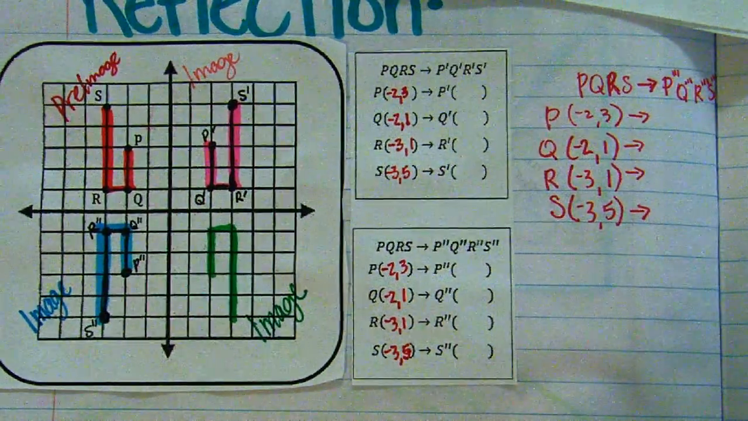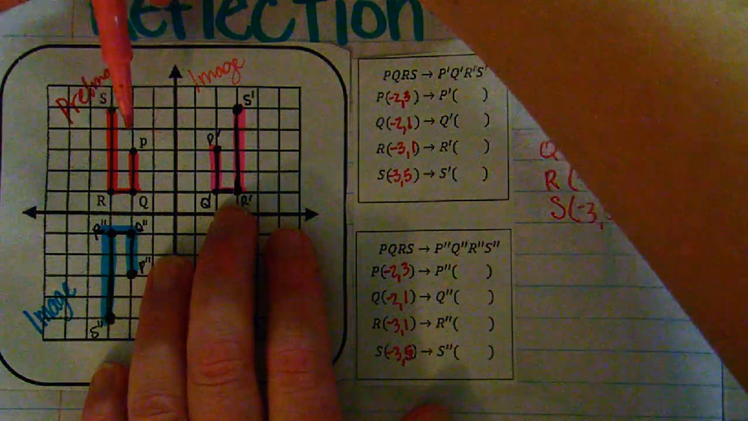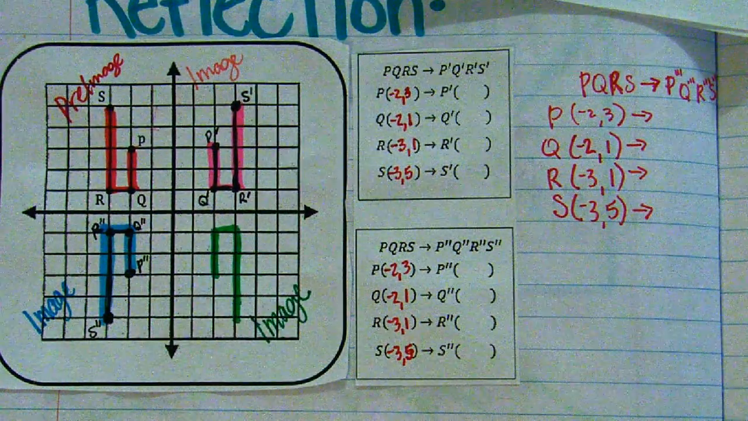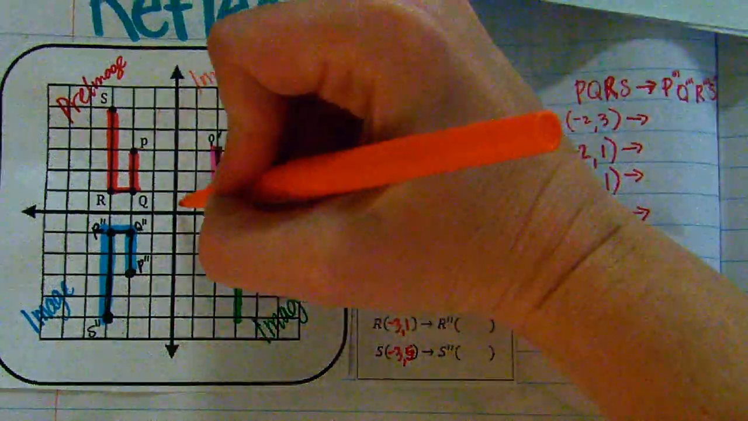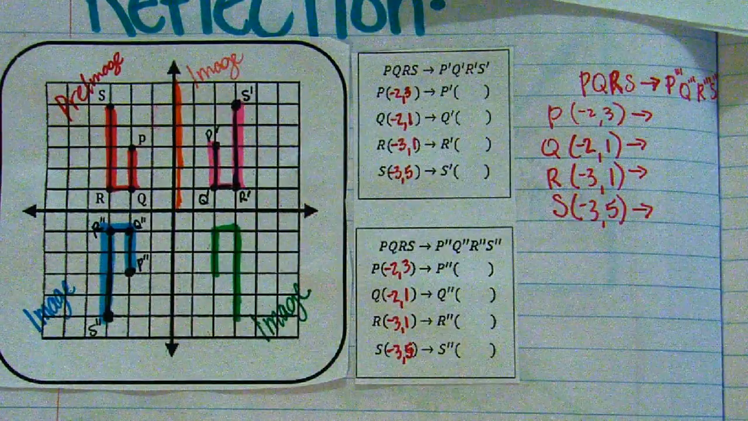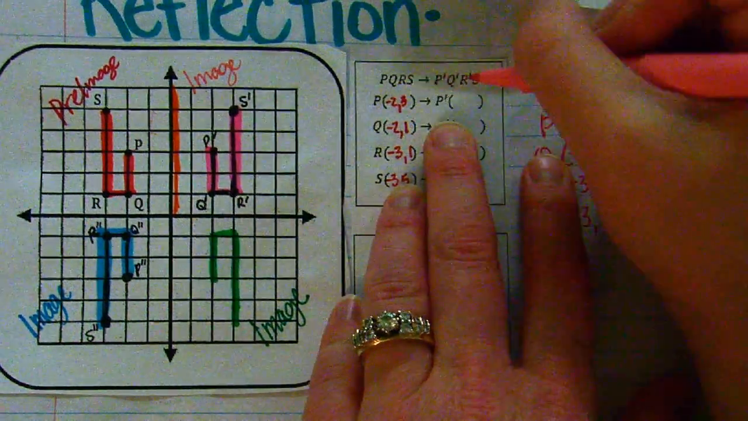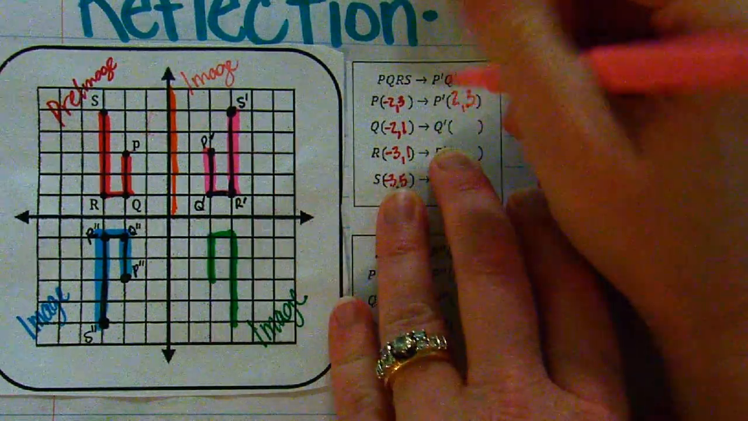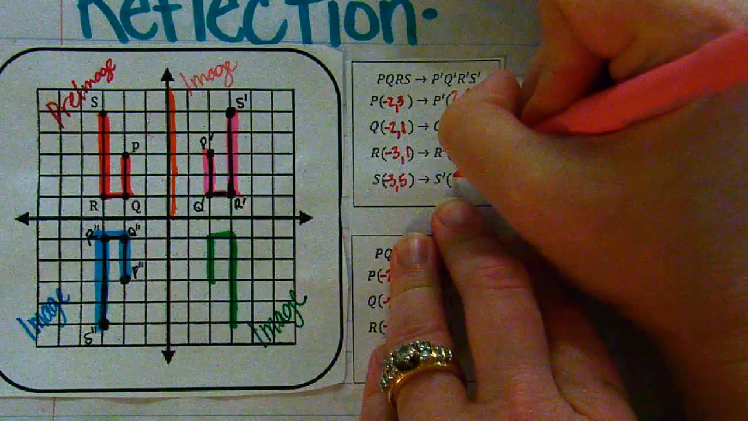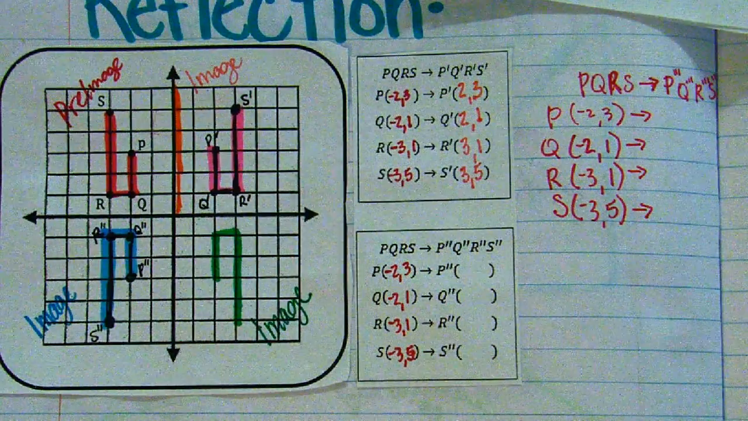So for our first reflection, to reflect it here, the line of reflection is right here for this first one. Okay, so then the point P prime is 2, 3. Q prime is 2, 1. This one's 3, 1. And S prime is 3, 5. So there's my first reflection.